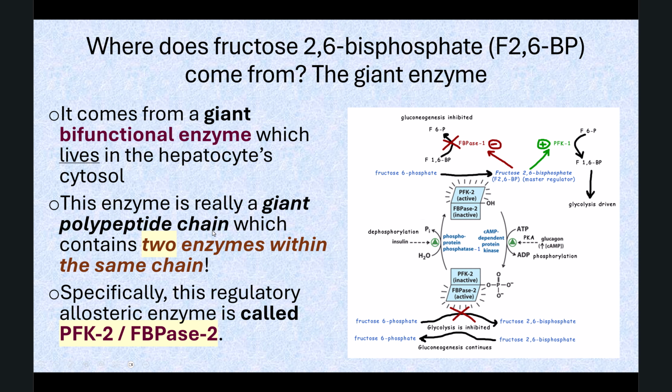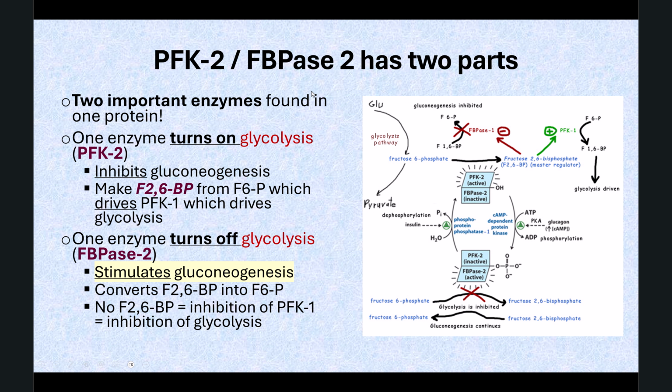It is a giant polypeptide chain, and it contains in the same chain two enzymes, PFK2, not PFK1, and FBPase2, not FBPase1. PFK1 and FBPase1 are part of the gluconeogenesis and glycolysis pathways. Okay, so it has two parts. We said that. It's got a PFK2.